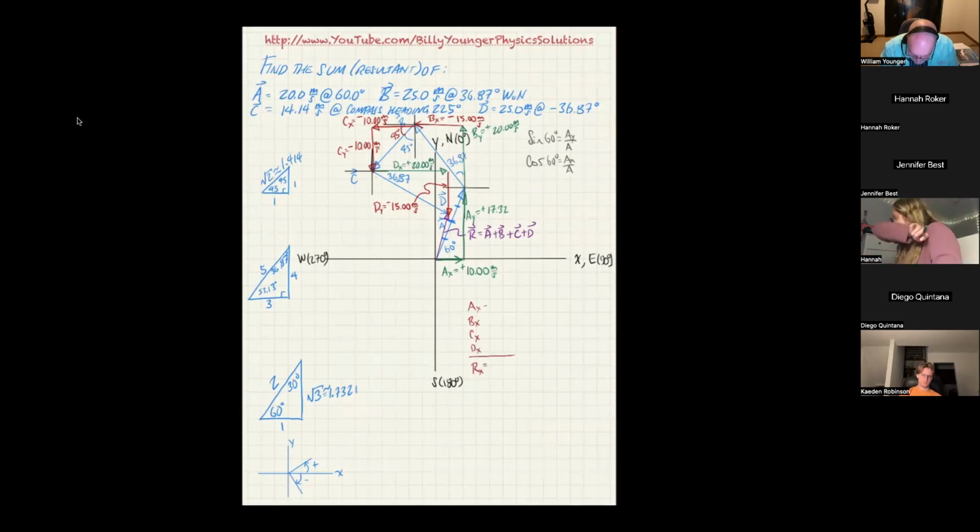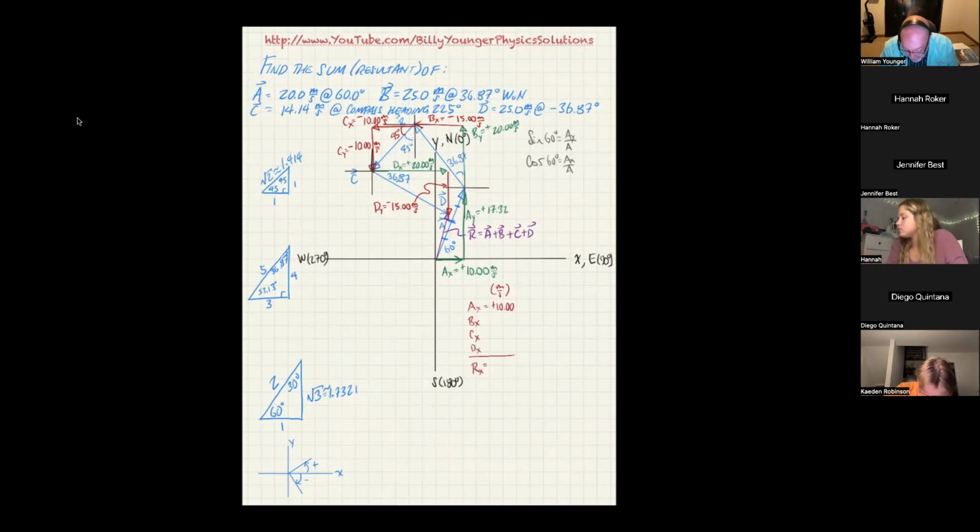Okay, so our A sub x was positive 10.0, and I'm just going to put meters per second over top like this, so I don't have to write the unit every time because I'm kind of lazy. Okay.